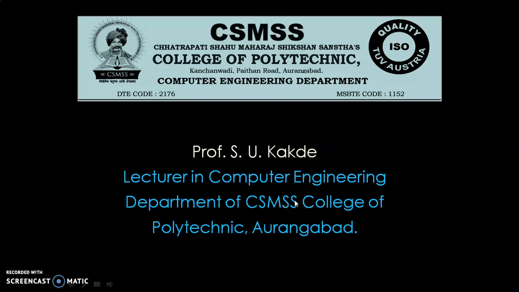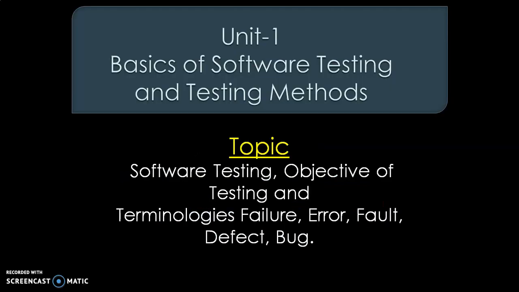As you know, we have discussed in the previous video lecture the syllabus of your software testing. Software testing is for 70 marks theory and 50 marks practical, with 30 marks for theory PA, meaning test and micro project. The first unit of your software testing is basics of software testing and testing methods. In this, the first part is software testing and the objective of software testing, and the second part is terminologies: failure, error, fault, defect, bug. These are the terminologies used in software testing. We will see these two topics in today's lecture.